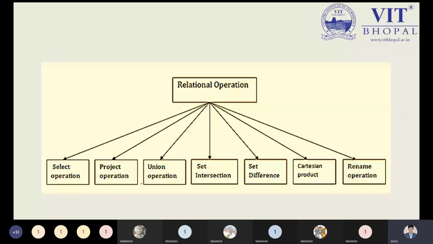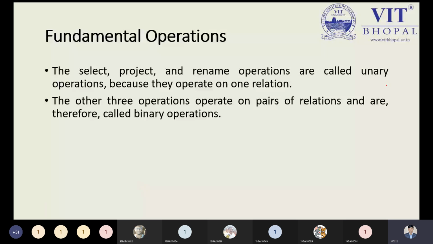Fundamental operations: as I told you, select, project, and rename are called unary operations because they operate on one relation. And the other three operations, what are they? The other three operations are union, set difference, and Cartesian product.